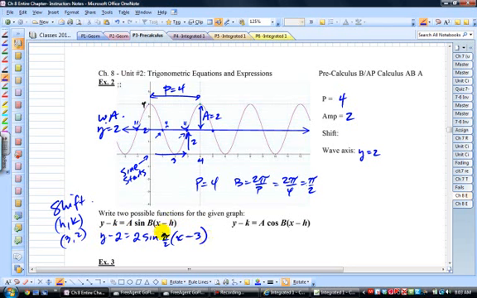Keep in mind there's an infinite number of answers here, because I could have picked this point in quadrant 2, or I could have picked this next point right here. This would have been a good one too. Just pick the closest one in quadrant 1. Let's make that a general rule.